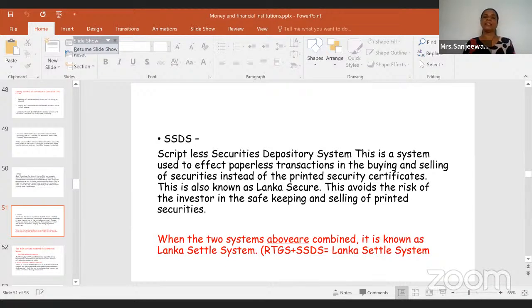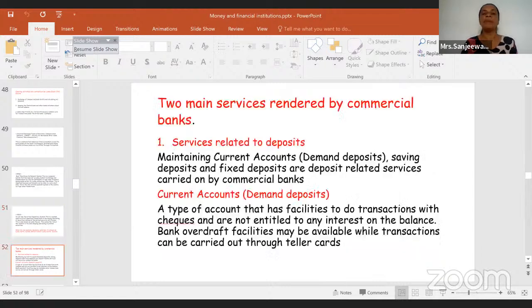Right. Then there are two main services rendered by commercial banks. What are those two services? Services related to deposits. Now the central bank is over. We have discussed the central bank, main objectives, main activities, agency activities. Now we will come to commercial banks. Services related to deposits, right? So current account, that means demand deposits, savings account, fixed deposits.